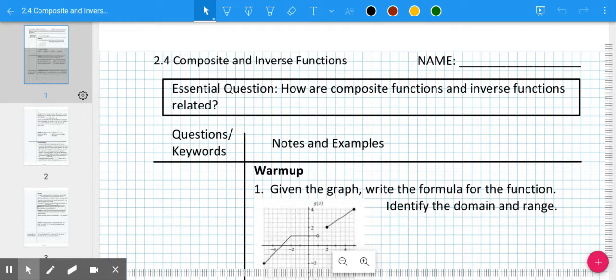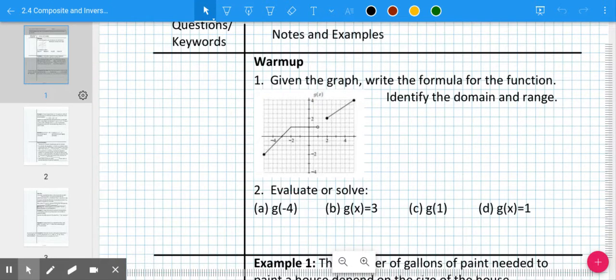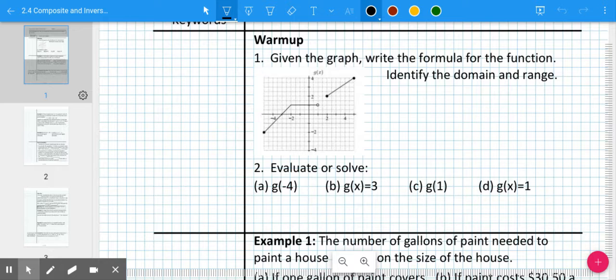Today's notes, we are starting with 2.4, composite and inverse functions. And in the warm-up, we're going to give you a piecewise graph and ask you to write a formula. Go ahead and do this with me.